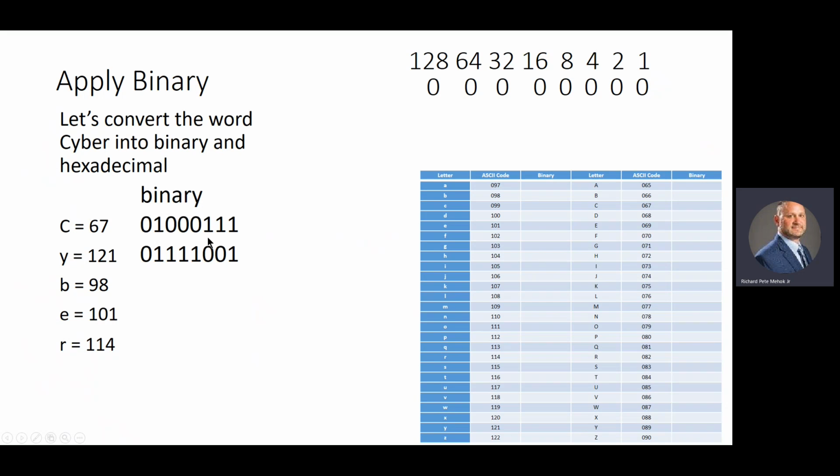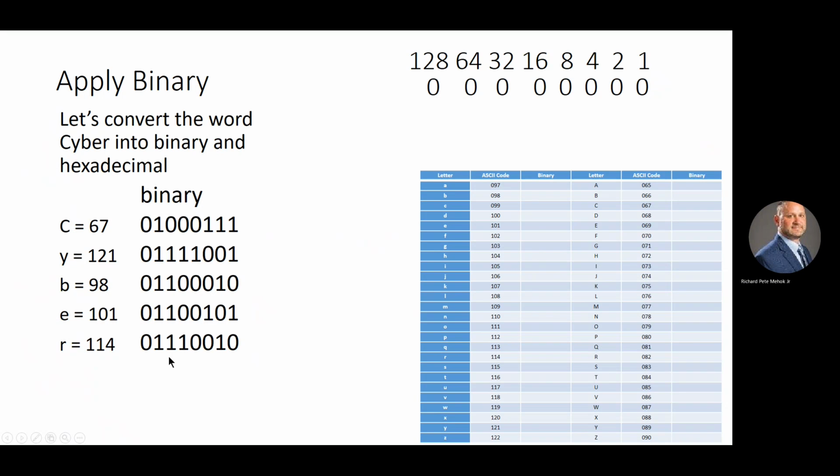Oh, that's wrong. I got to fix that. 121. So 121 would be 64 plus 32 plus 16 plus 8 plus 1. The better double check these. So the lowercase b is stored on the chart as 98. So it'd be 64 and 32 and 2. 101, 64 plus 32 plus 4 plus 1. And then 114 is 64, 32, 16, and 2. So when you get these numbers close, it becomes kind of easy.